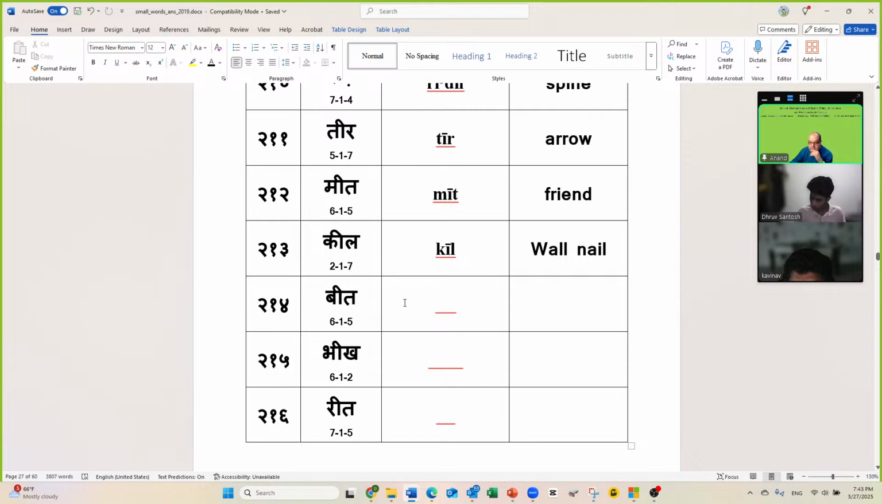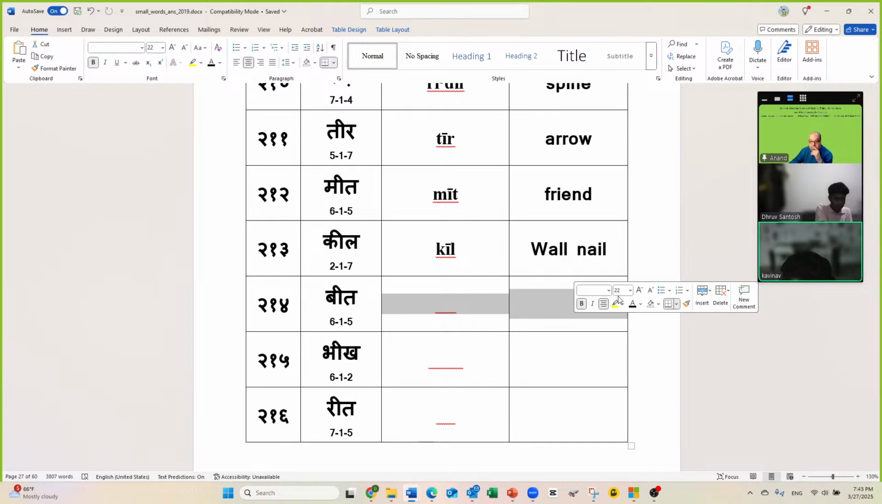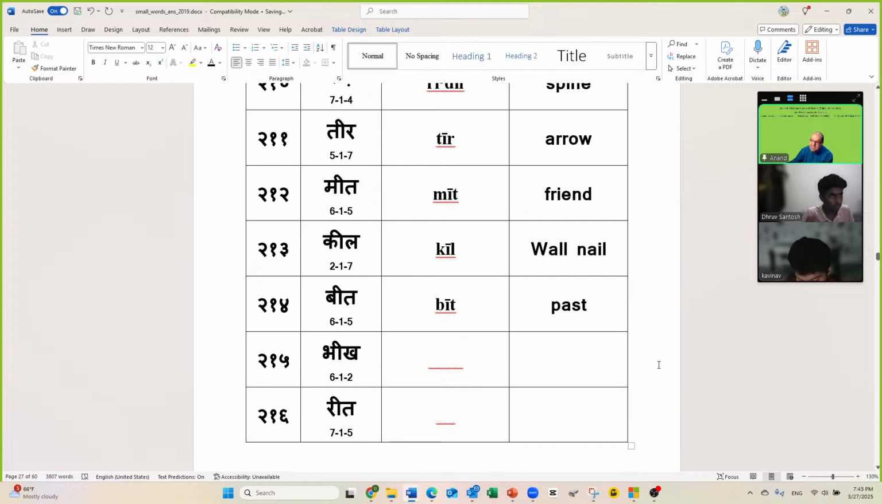Okay, Kavina, next word. Beet. Beet could mean something which has happened or something which is in the past. It's not bit. It's not a short matra again, Dhruv. It's the long ee matra. I have to change it. Wait, so do I have to change all of the ones that I wrote into ee matras instead? Yes, they are ee matra.